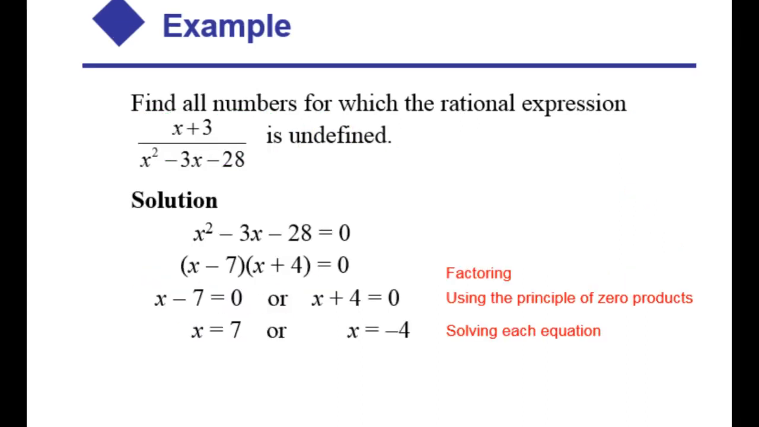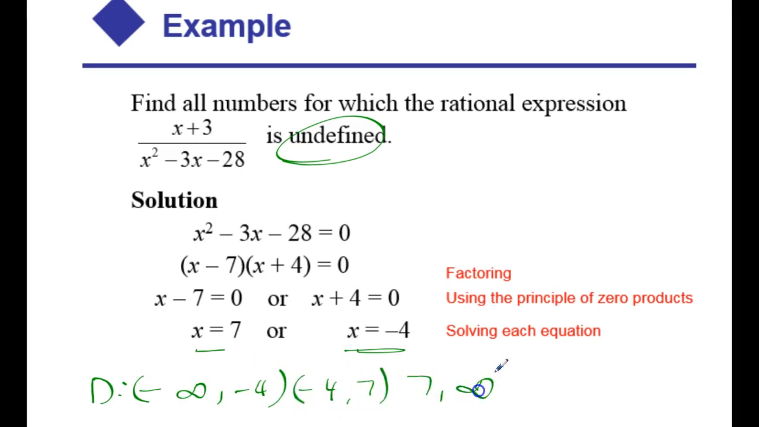Let's see if the author agrees. You bet. So again, we're finding not the domain. If I was to state the domain of this thing, it would be from negative infinity up to negative 4, negative 4 to 7, and then 7 to infinity. But I'm not asking for the domain. I'm asking where this is undefined. So I would just say 7 and negative 4.